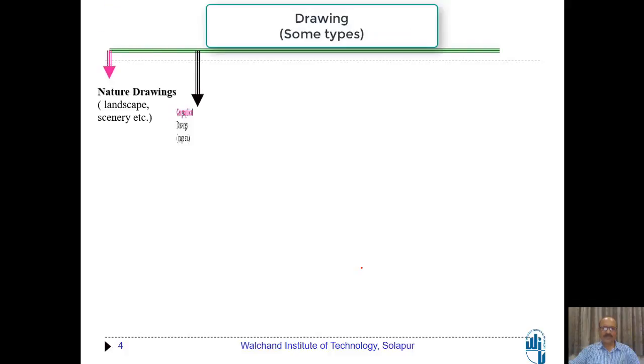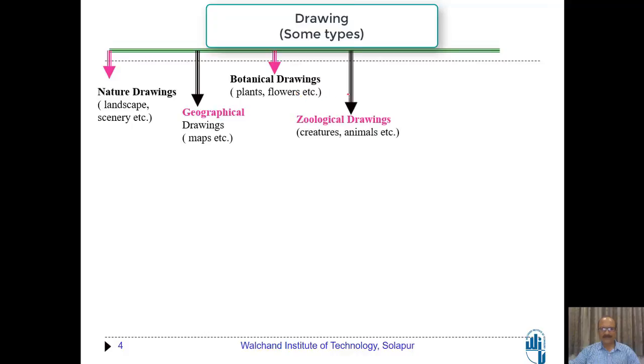We are now going to discuss different types of drawings. Nature drawings, which include landscapes and others. Geographical drawings, which include maps, etc. Botanical drawings: plants, flowers, etc. Zoological drawings: creatures, animals, etc. Portraits: human faces, expressions, etc.